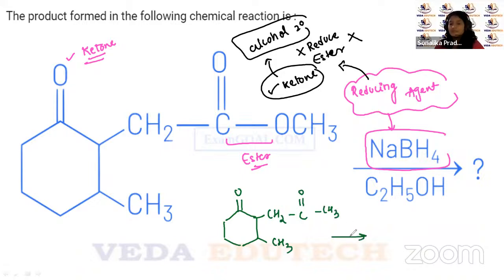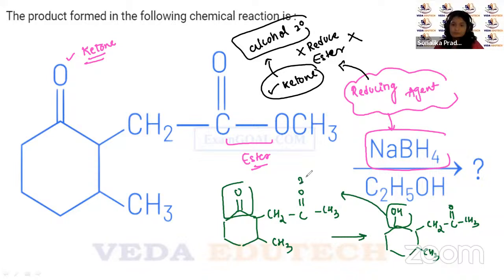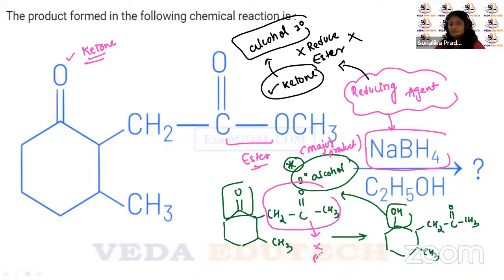So this is your main part. Then when you reduce it, this part is going to get reduced. That means the ketone is going to get converted into OH. So here you got a 2 degree alcohol. Yes or no, children? Yes. So can I say this is our major product? And this ester part is not reduced. So did you all understand, children?